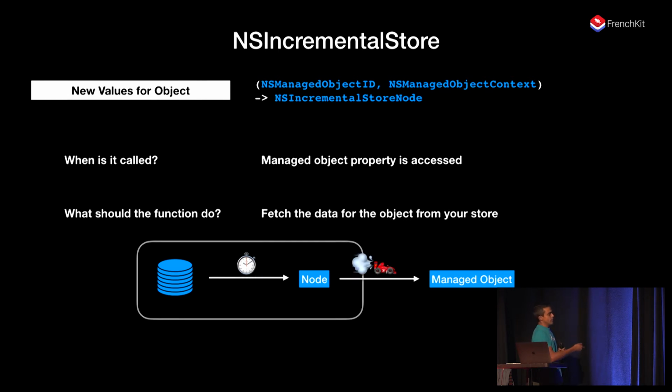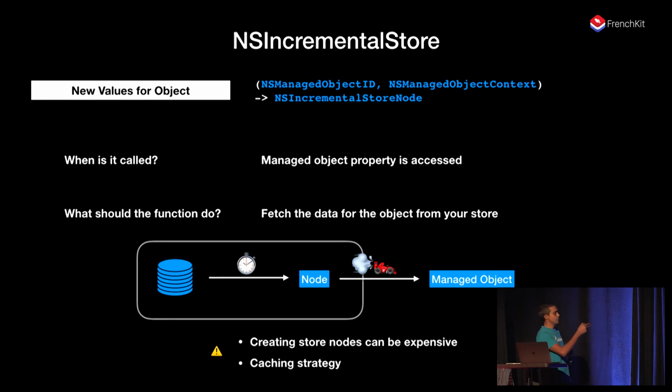So when you implement an NSIncrementalStore, there's an opportunity here to tweak the performance by caching the nodes, and you can decide how you do that. You're trying to match the performance of your store to your application. So you may have specific data needs or performance needs, and this is where you do it.